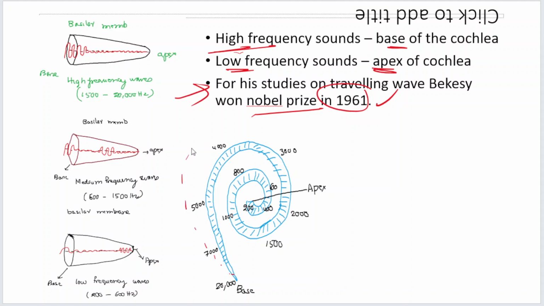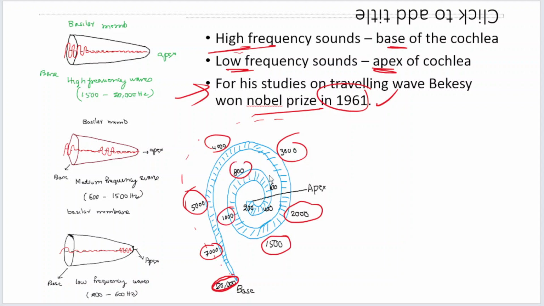Basically, the entire thing is the basilar membrane, and as we are going at the base of the cochlea, the basilar membrane is detecting 20,000 hertz. As we are going above, it's 7,000. As we are going above, 5,000, 4,000, 3,000. The frequencies are getting down, lower and lower till it reaches the apex of the cochlea. It is detecting 200 hertz. At the base of the cochlea, it is detecting 20,000 hertz.